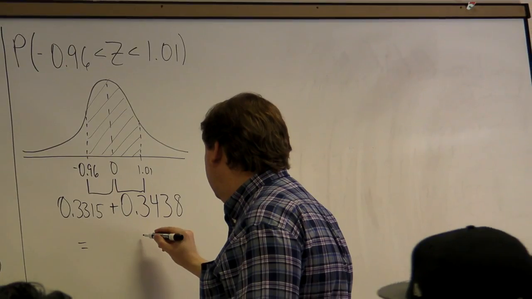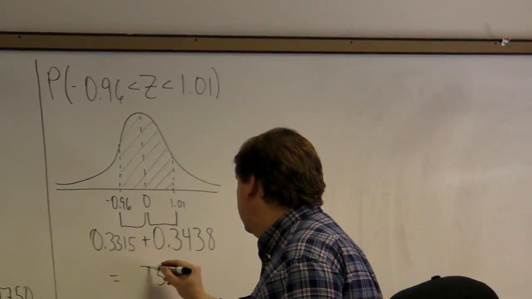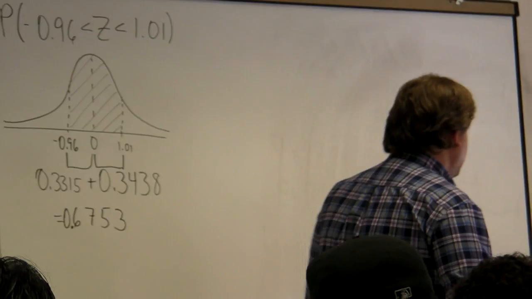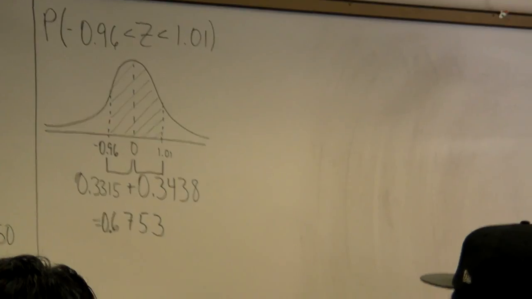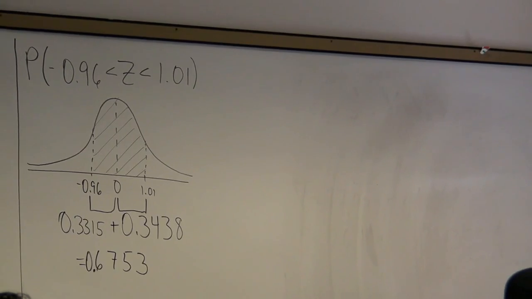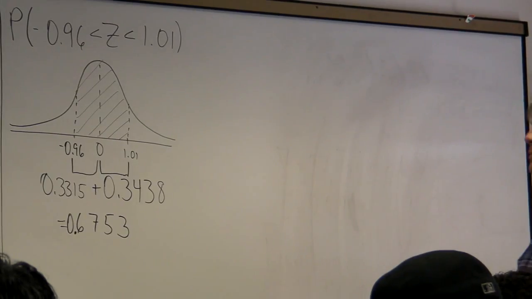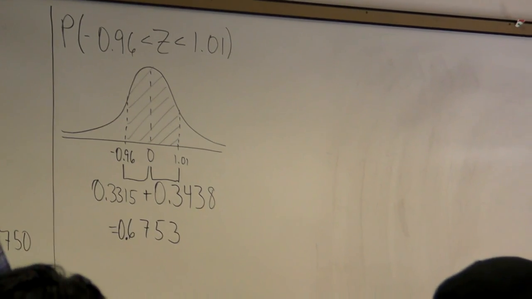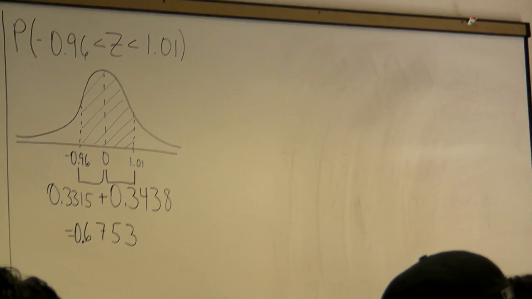And when I add them together, I get 0.6753, or 67.5%. So the probability of being between 0.96 standard deviations below the mean and 1.01 standard deviations above the mean is about 67.5%. Any questions here?